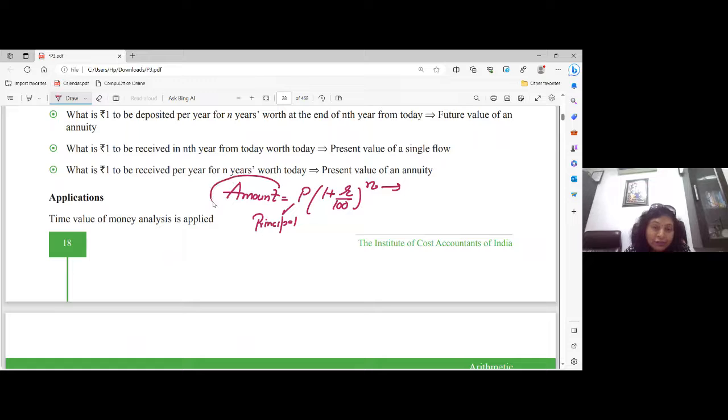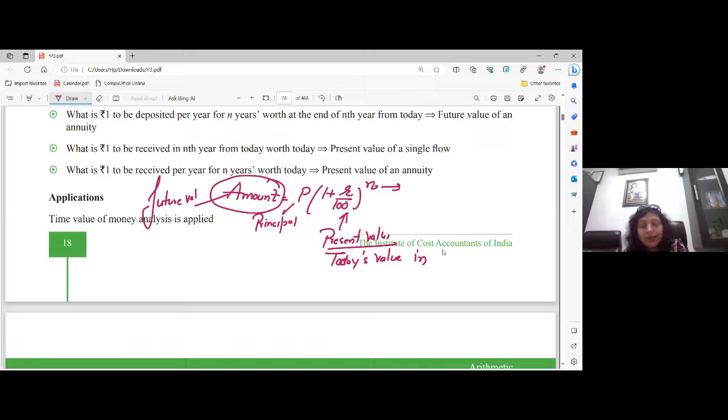Now in case of compound interest, the amount becomes future value and principal becomes present value. Now what is this present value and future value? Present value is today's value of tomorrow's money. Whatever money you will be getting tomorrow, the actual value of that money in today's scenario, that is called your present value. So principal is called present value.